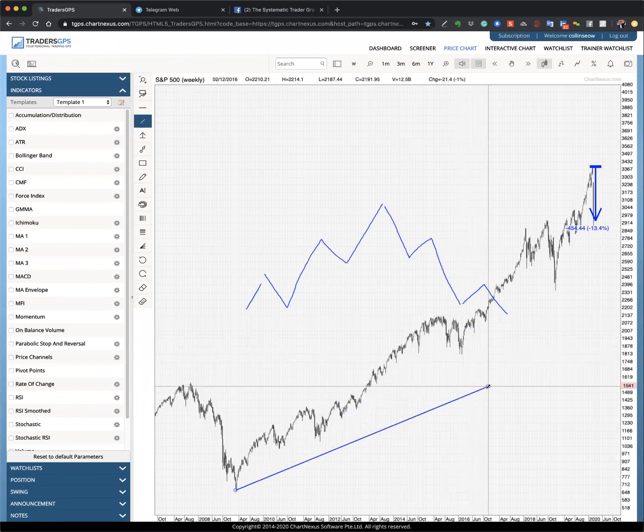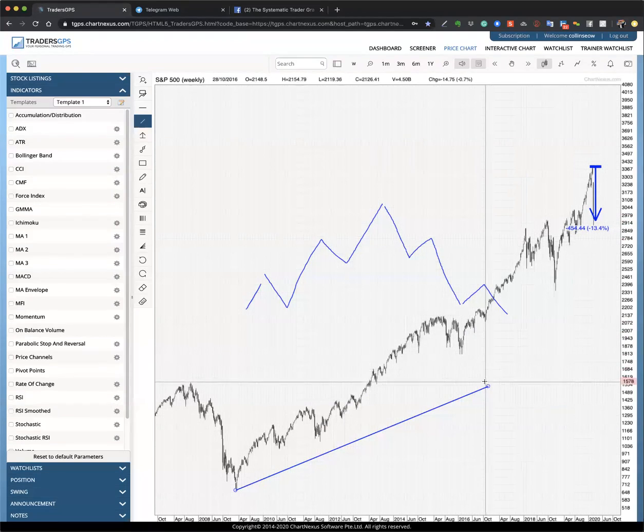So let me explain, then we go through. How do we know that this is going to be a correction or a trend change? At this moment, right now, this week, we do not know whether it's a correction or a trend change. So let me give you some clues.